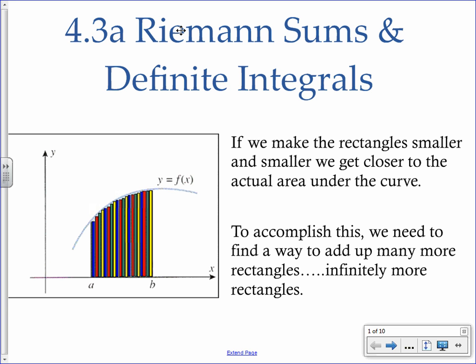Do you agree the more rectangles we have, the more accurate our area would be? Okay, so what we're going to do is make our rectangles smaller and smaller and smaller until we get closer to the actual area under the curve. Basically, we are going to sum up infinitely many rectangles in a certain space. Are we okay with that?